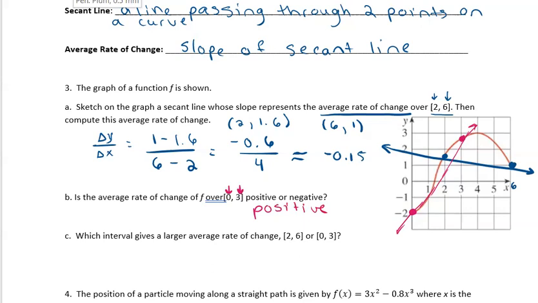So it says, which interval gives a larger average rate of change? Well, the average rate of change is the slope. So this is asking us which one has a bigger slope. What do you think? Is the blue slope bigger or is the red slope bigger? I'm going to say 0, 3. It looks more steep and it is positive, whereas the slope between 2 and 6 is negative. So a positive value is larger than a negative value, and it also looks like it has much more steepness. So which interval gives the larger average rate of change? I'm going to say 0 to 3 for that one.